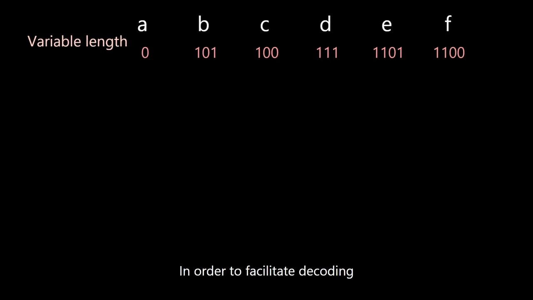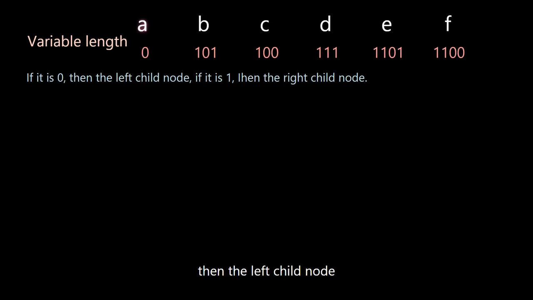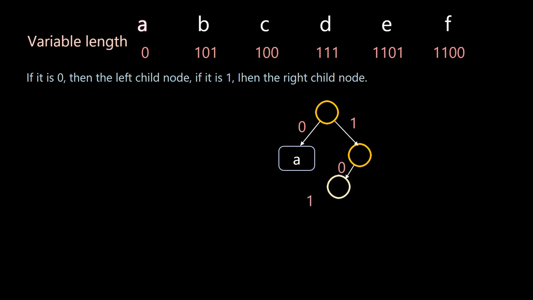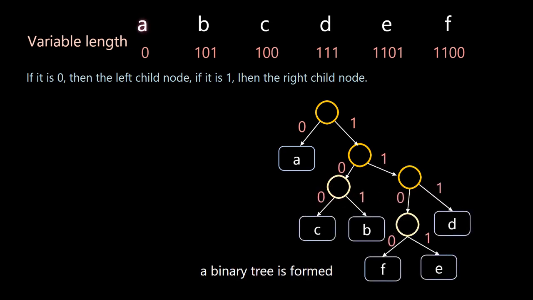In order to facilitate decoding, a binary tree is introduced. The rule is, if it is 0, go to the left child node. If it is 1, go to the right child node. So for A, it is 0, to the left, and it's A. Then for the character B, the first digit goes to the right subtree. The second digit is 0, the left subtree. The last is 1, the right child node. By analogy, a binary tree is formed.